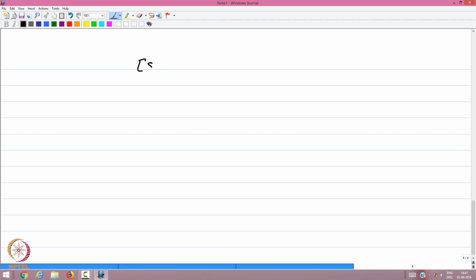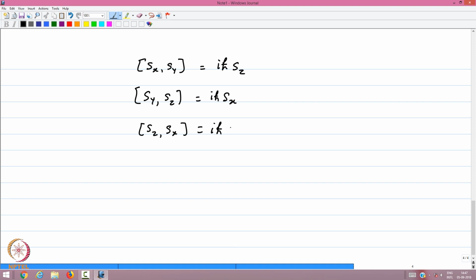Okay. Now, the question that we want to address and also pursue further is the fact that for the components Sx, Sy, the commutator between them is given by this relation i h bar Sz, and likewise the commutator of Sy and Sz is given by i h bar Sx, and the commutator of Sz and Sx is i h bar Sy. Okay. These are dimensioned angular momenta. The dimension is there in the h bar that you use.